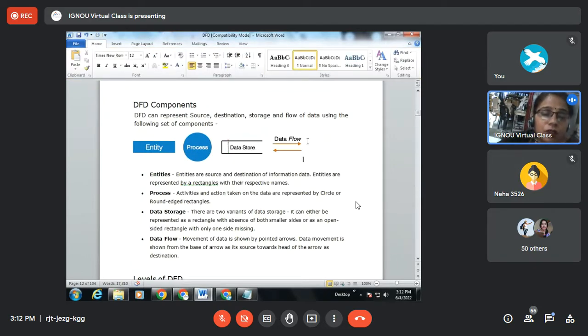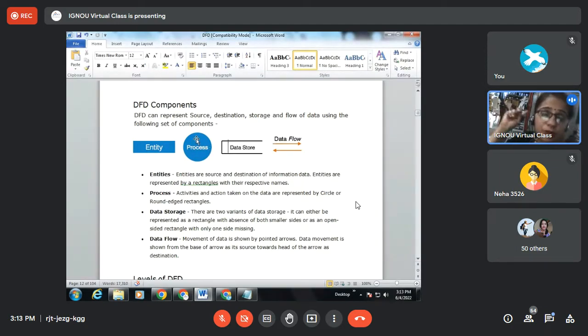Only four symbols are to be used while creating the DFD, and a DFD represents the entire functionality, how the data will move from one level to another level. So again, to represent the entity, we have to use this rectangle symbol. To represent the process, again we have to use this circle.